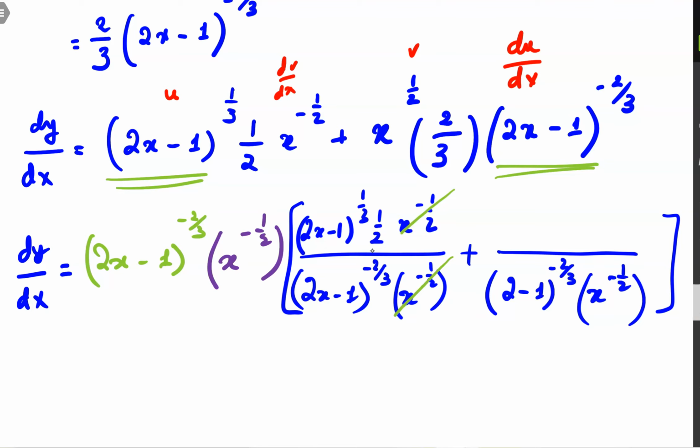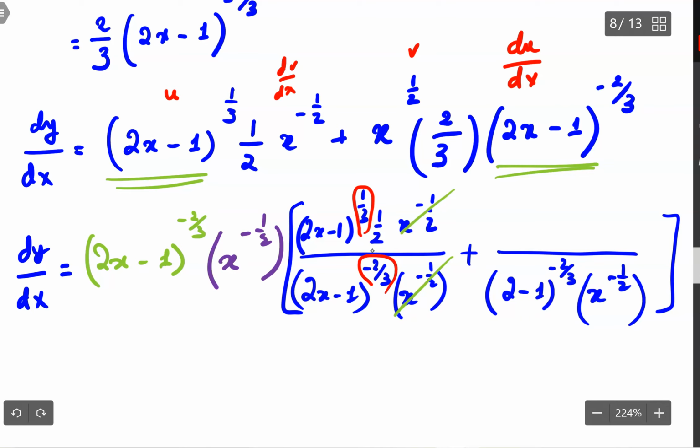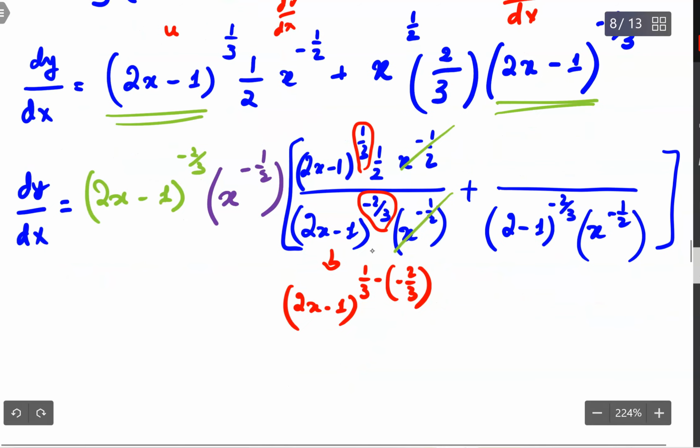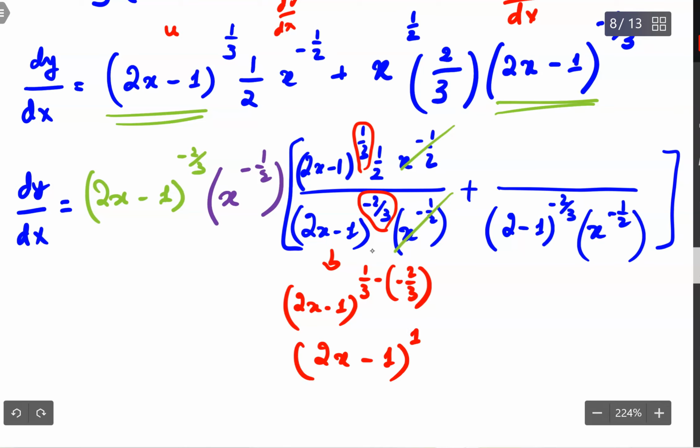And if you take the 2x minus 1 part here, that should be 2x minus 1 to the 1/3 subtract negative 2/3. So in this case, you will end up with 2x minus 1 to the exponent 1. Next, don't forget you still have the 1/2 left, but I will write that in later.